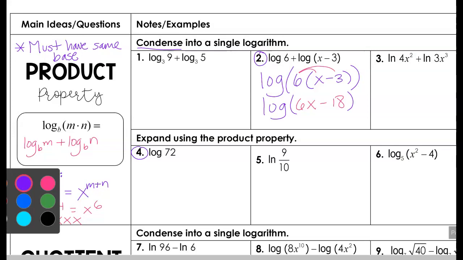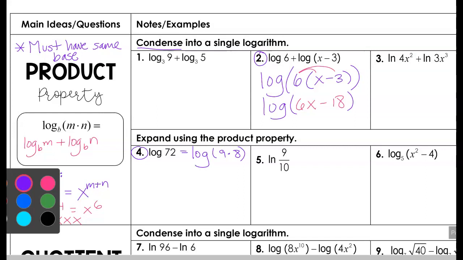So now I'm going to expand. I'm going to take log of 72, and I want to expand this into 2 logs. Meaning, I'm trying to think of 2 numbers that will multiply to be 72. What are they? 9 and 8. You can choose multiple. You can say 1 times 72, or 4 times 16.